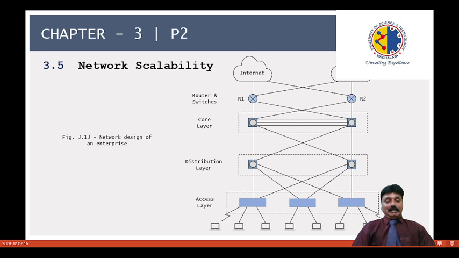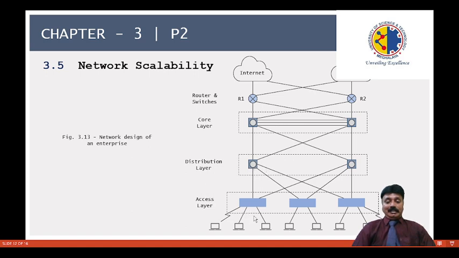In network scalability, the network design pattern is explained in various levels. The internet is going to be connected with the end user level. So how can this be connected? By using various routers, at the router level. Then the core layer level, which may be a router. Then the distribution layer level, which may be another set of routers or switches.